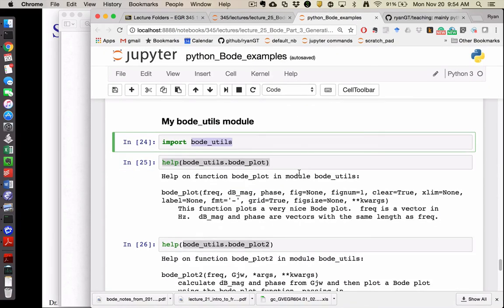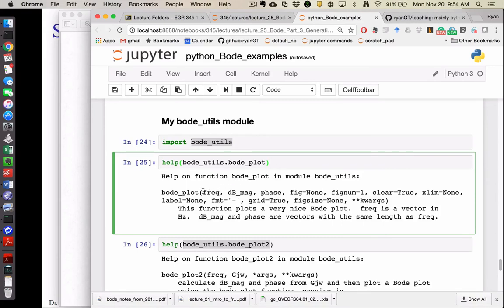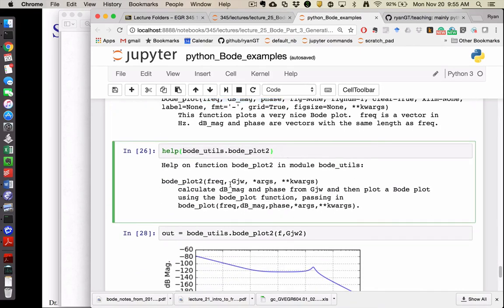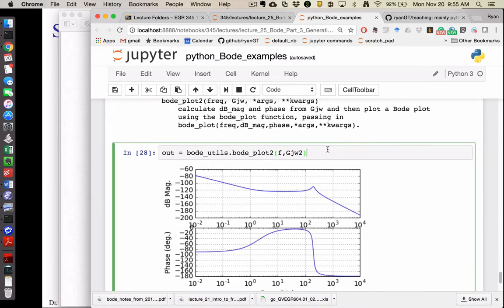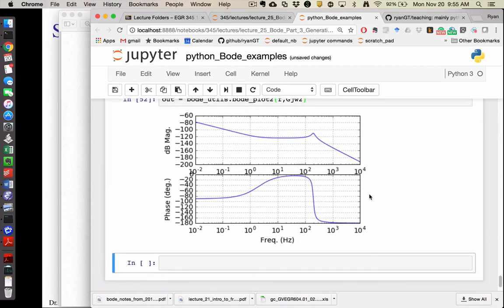There are two main functions to be aware of. One is just bodeutils.bodeplot, and that expects a frequency vector in hertz, a dB magnitude vector, and a phase, and it will generate the Bode plot in one line of code if you already have those three vectors. Alternatively, if what you have is G(j omega) and you don't want the extra step of having to find the dB magnitude and the phase explicitly, then bodeplot2 will take frequency comma G(j omega). So here's one line of code, having already evaluated G(j omega) as a complex vector, that again generates the exact same Bode plot. So just be aware of those different options.